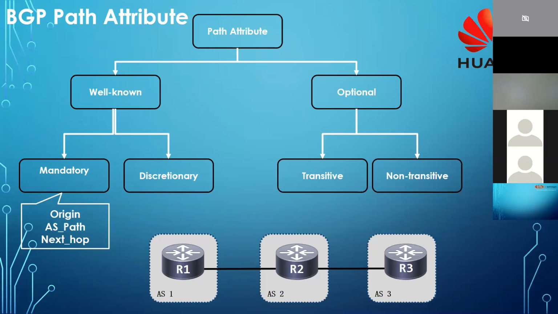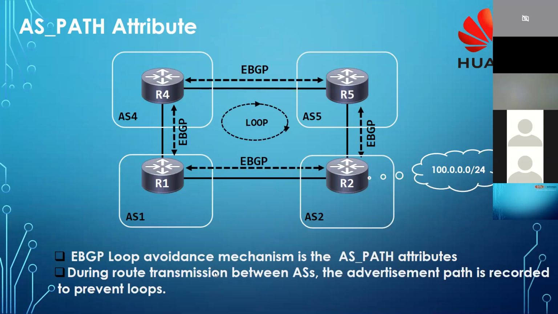So the AS path attribute, and eBGP loop avoidance. This is the first path attribute. It's well known, so all BGP routers need to know it or identify it, and it's mandatory. In every update, the router needs to send this path attribute with the update. Here we have an eBGP neighbor relationship between these four routers, and the eBGP loop avoidance mechanism is the AS path attribute.